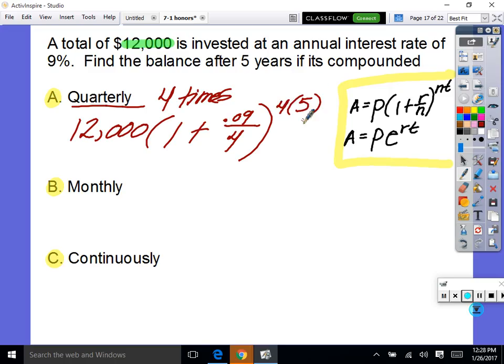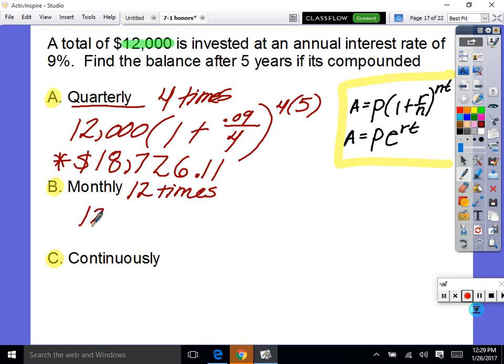So you type it into your calculator. I do want you to make sure you can type it in right. So everybody type it in and then make sure you get this. Whoa. So their money went from $12,000 and 5 years later they walk out with $18,726.11. Okay, monthly, that means you're getting it 12 times in a year.